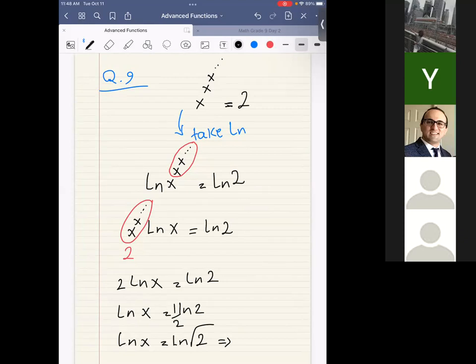Anyway, so ln of x is equal to ln of square root of 2, right? So x is equal to square root of 2.